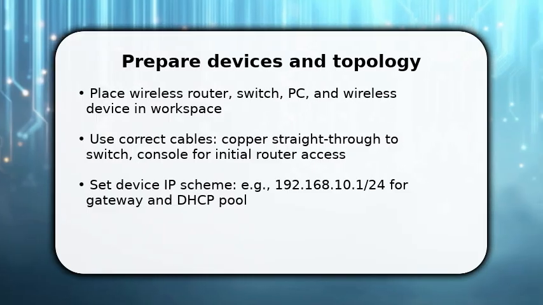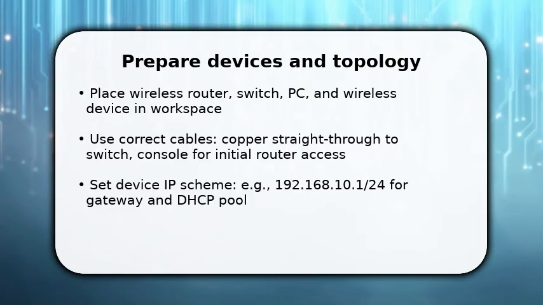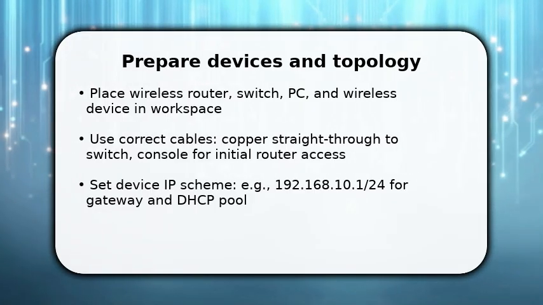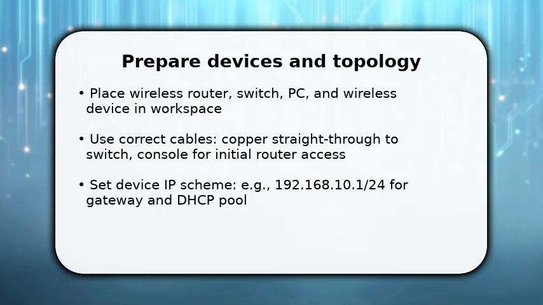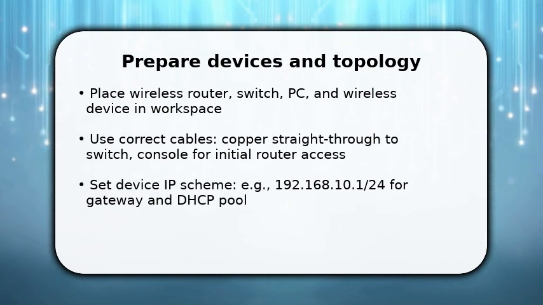Assign the router gateway IP and a DHCP pool so clients can get addresses automatically. Once done, open the router GUI or CLI to begin wireless SSID configuration. This gets you past prerequisites and into the first actionable steps quickly and reliably.